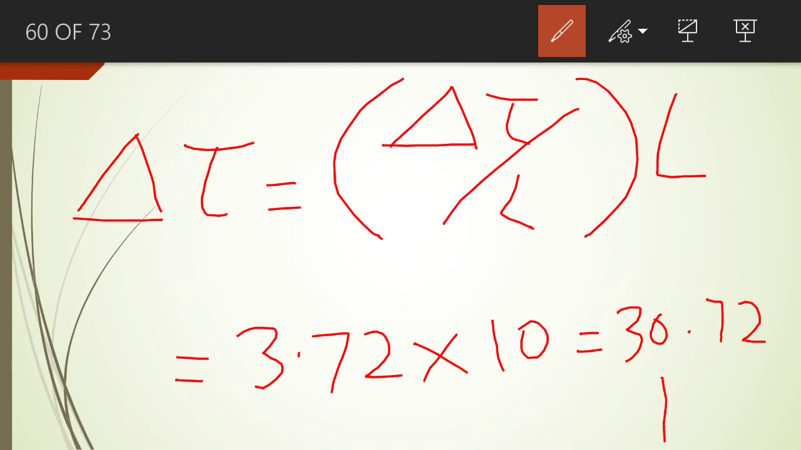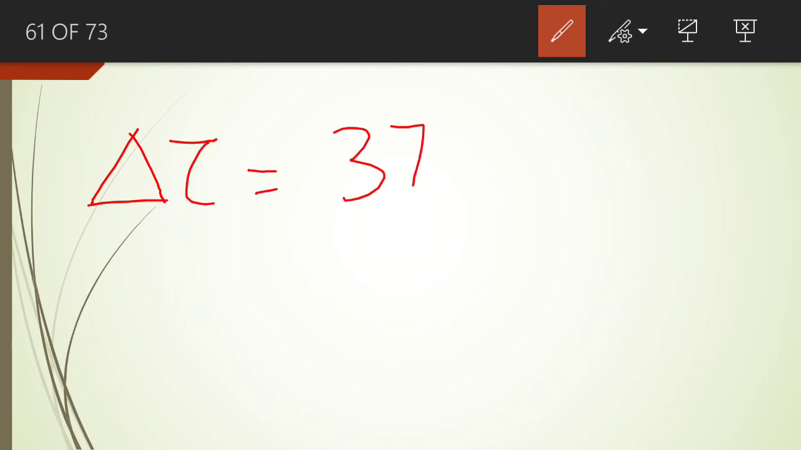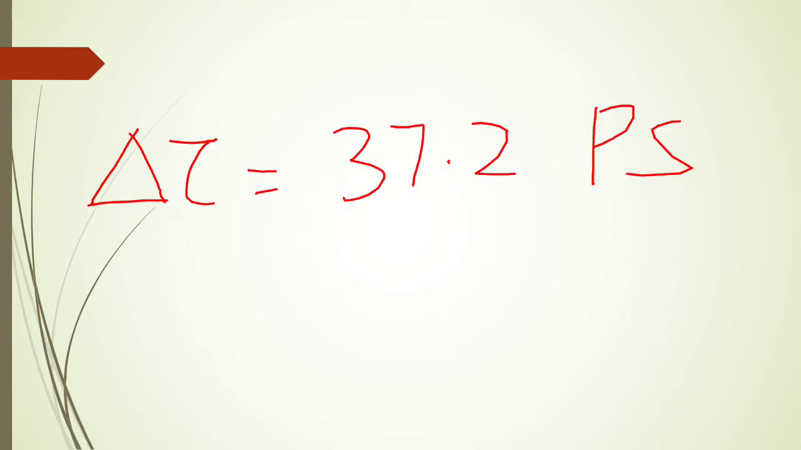30.72, the unit will be picosecond. So 30.72 picosecond is the total pulse spread in the given information channel. So let us represent this pulse spread in nanosecond. So the total pulse spread in nanosecond is 37.2 picosecond.